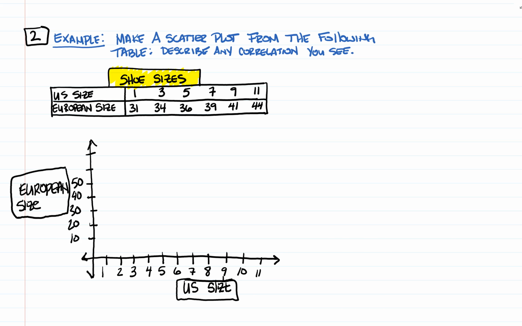Okay, box number 2 is an example, and all I want you to do is make a scatter plot from the following table and then describe any correlation that we might see.